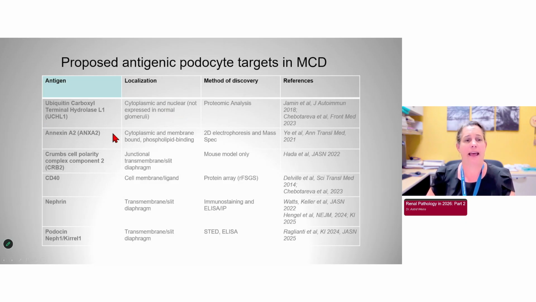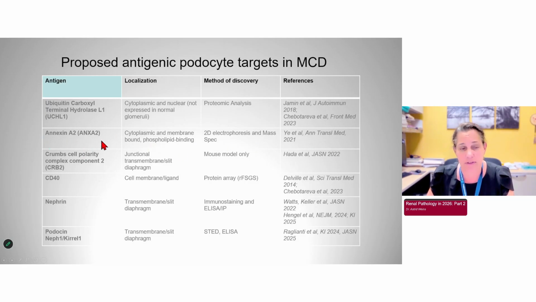But people have looked at that, and I've identified different antibodies to different cellular components that are present in podocytes. There's a couple of papers on UCHL1 in kids and in adults. However, this has cytoplasmic or nuclear localization and is not expressed in normal glomeruli. So it's a little bit unclear how this protein should be a target of antibodies and lead to the development of nephrotic syndrome. There's a paper about annexin A2, again a cytoplasmic, but also membrane-bound phospholipid binding protein. This was identified by mass spec and 2D electrophoresis, but again, this paper lacks a little bit of scientific rigor, so we're not exactly sure if this is real or not.